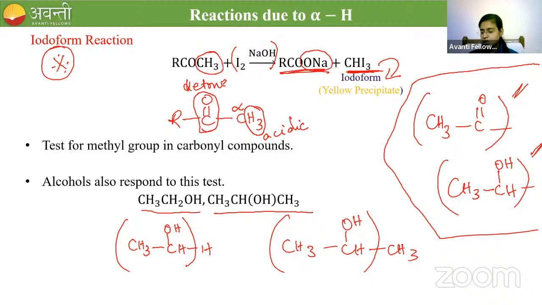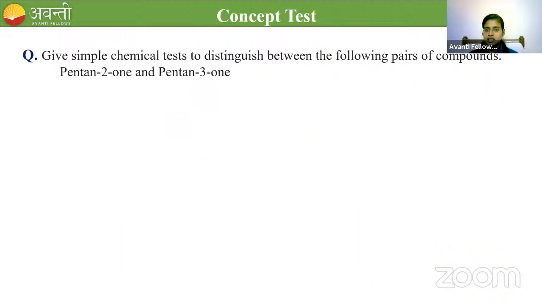If you have some other component apart from these two, you will not get the positive test. So let me give you one question so that you can understand. Listen. Give a simple chemical test to distinguish between the following pair of compounds. And the answer is the iodoform test. Okay, I will give you the answer. Answer is iodoform test. Why? Why using the iodoform test can we distinguish these two compounds?